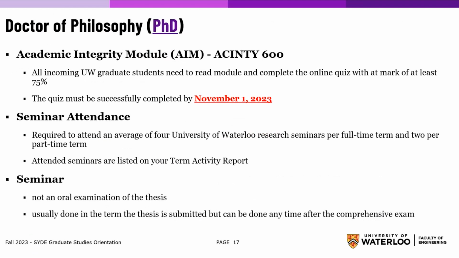Okay, so again, our PhD students need to do the academic integrity module before November 1st with an average of 75% or higher. Same seminar attendance milestone. They also need to give a seminar presentation, which is not the thesis exam. That's not the PhD defense. The seminar is separate. A lot of PhD students use them if they're planning to go to a comprehensive. Sometimes they use them as a dry run for their defense, and they just condense it a little bit. Different strokes for different students, which is totally fine, but you would work with your supervisor to figure out the best time to do your seminar.